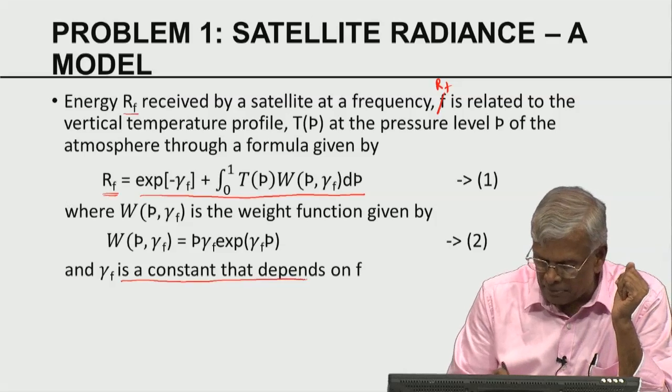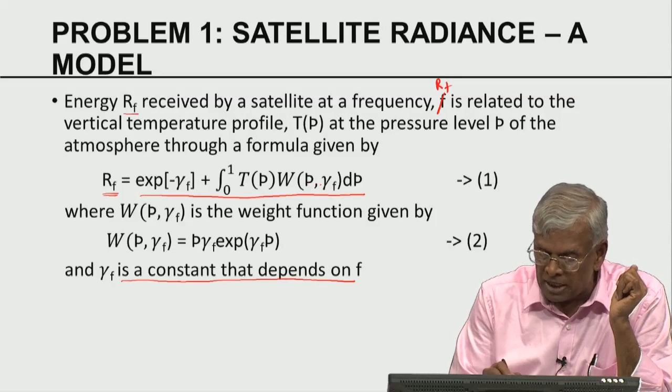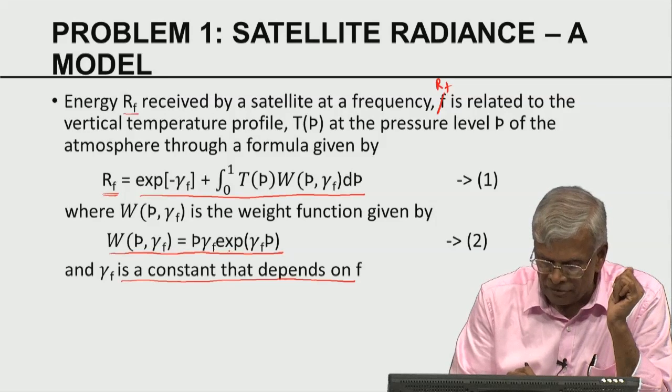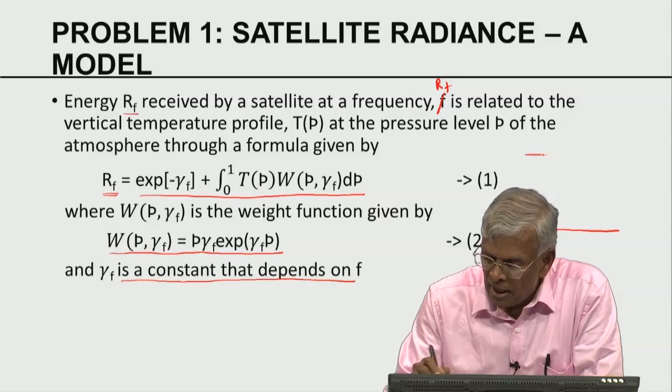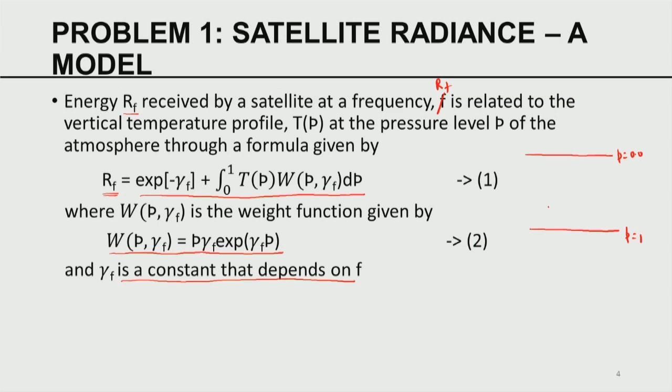Gamma f is a constant that depends on the frequency of the channel in which the energy is received. W(P, gamma f), which is the kernel in the integral in equation 1, is given explicitly by P times gamma f times exponential of gamma f times P. P is the pressure level. So, you can think of the pressure level like this. At the sea surface level, pressure is equal to 1. I am going to go to the atmosphere where the pressure is 0. So, I am interested in trying to recover the temperature profile T(P), how T varies as a function of P when I go from sea surface level to different heights. The height is indirectly measured through pressure. So, the weight function is given by P times the exponential.